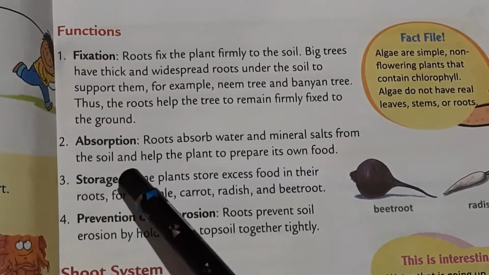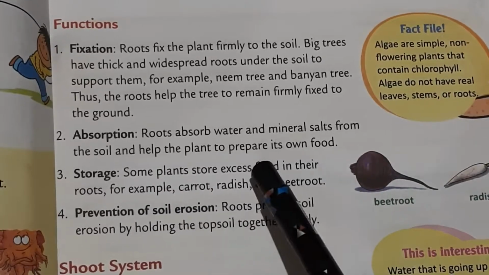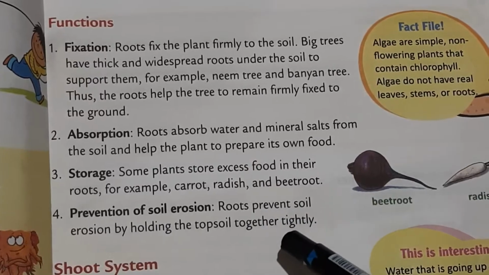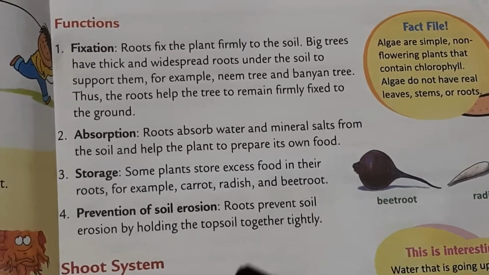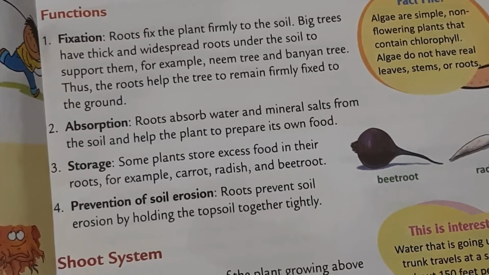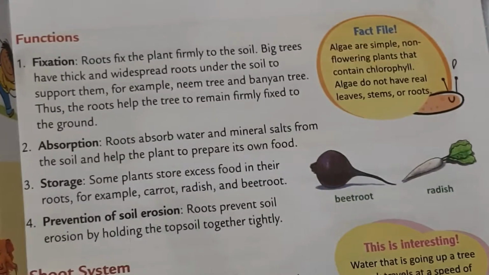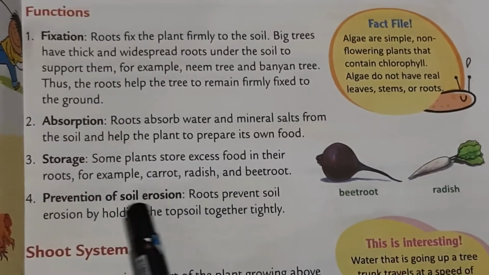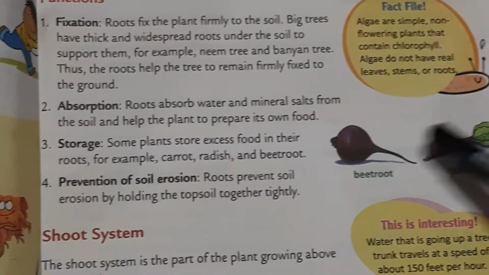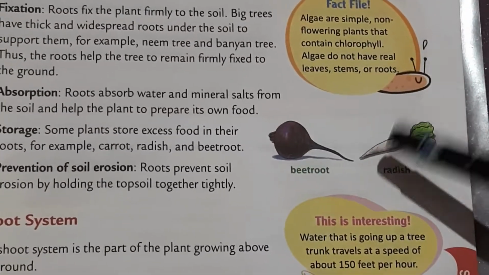Next one is absorption. Roots absorb water and mineral salt from the soil and help the plant to prepare its food. Water and minerals are present under the soil, so these water and minerals are important for plants to prepare their food. So roots absorb water and mineral salts from the soil. Number 3, storage. Some plants store excess food in their roots. For example, carrot, radish, and beetroot. Have you seen a beetroot? Beetroot and radish store excess food.